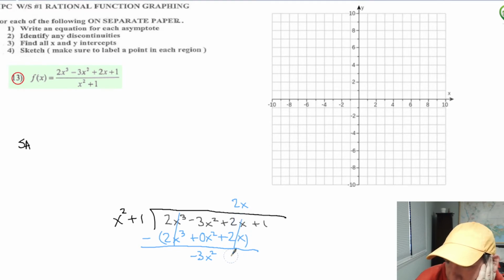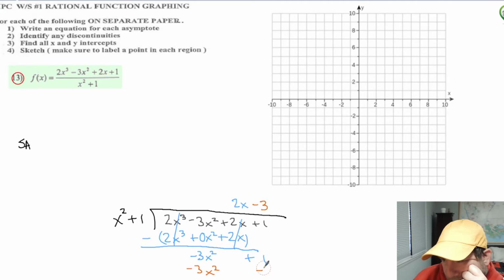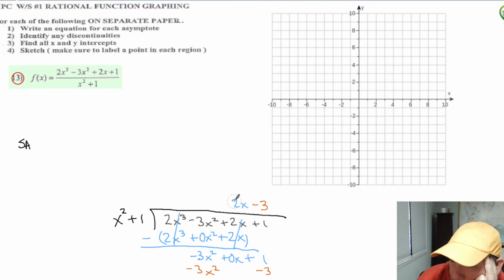We're subtracting, so that cancels 2. I drop the plus 1. We do it all again, and x squared goes into negative 3x squared just negative 3 times, giving me negative 3x squared minus 3. And when we subtracted, there was no linear term, but you might want a plus 0x as a placeholder. When we distributed through, there was no x term, but you might want a 0x as a placeholder. But then we subtract to get our remainder.